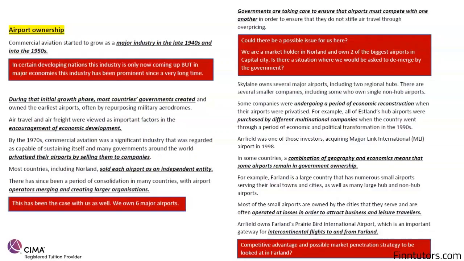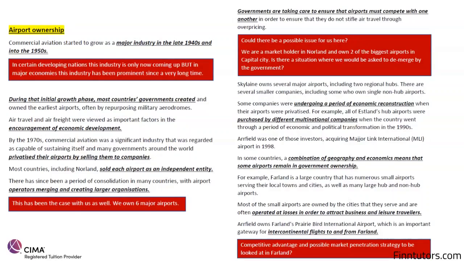So I'm seeing, could this possibly be an issue for me over here? Because I own, if you want to go to capital city, you have to pass through my service. So I kind of am a market leader. We are a market leader in Norland and own 2 of the biggest airports in capital city. Is there a situation that can come up where the government asks us to demerge, to spin off, create smaller companies? It could be a big operational problem for us, because as of now we are 6 airports, one company, everything's working smoothly. If you got to break it up, your operations are the same, but the accounting difficulty, the software difficulty, all of that can really hamper my business.